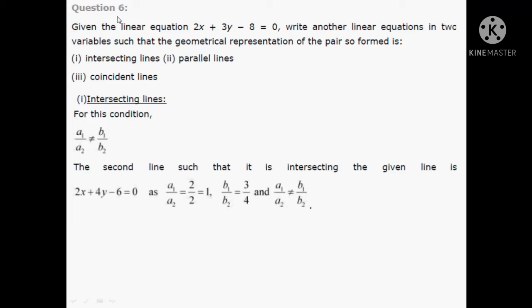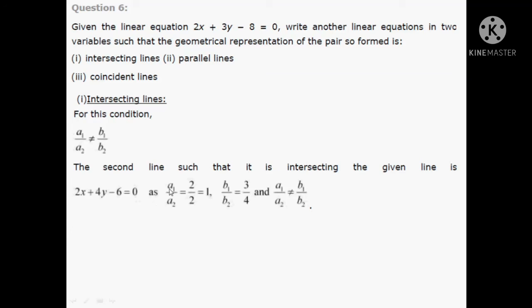Question number 6. Given the linear equation 2x plus 3y minus 8 is equal to 0, write another linear equation in two variables such that the geometrical representation of the pair so formed is intersecting lines, parallel lines and coincident lines. Now let us do the first one, intersecting lines. For this condition we know that a1 by a2 should not be equal to b1 by b2. Therefore the second line such that they intersect is 2x plus 4y minus 6 is equal to 0.